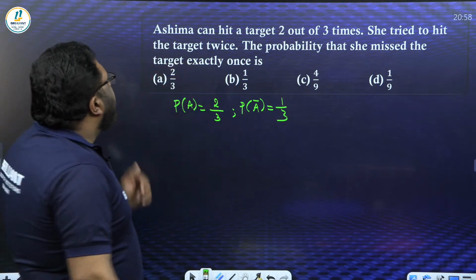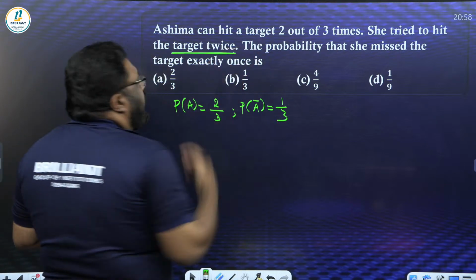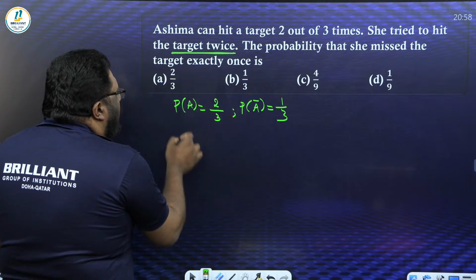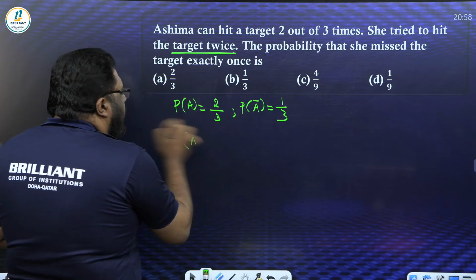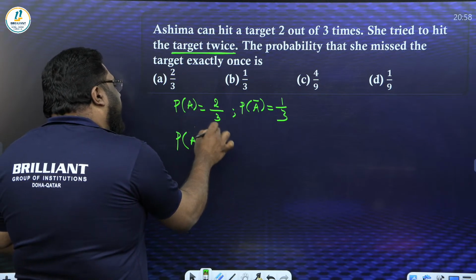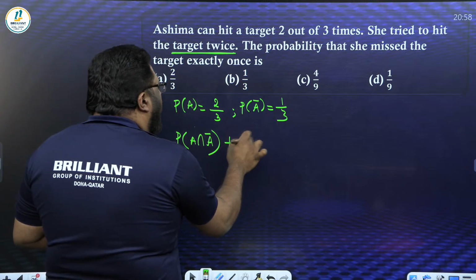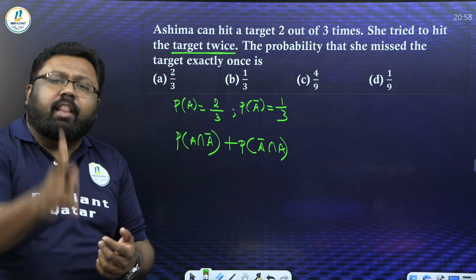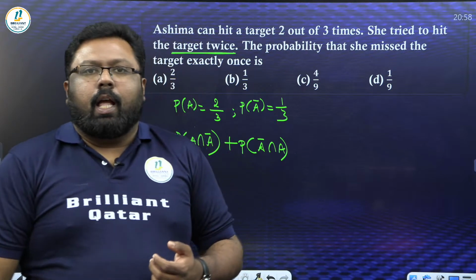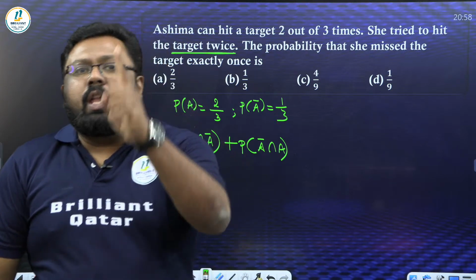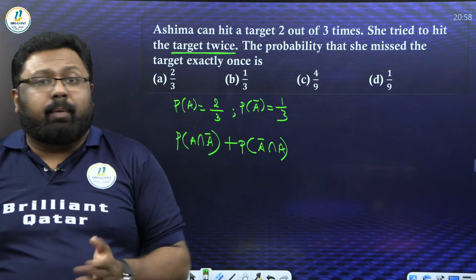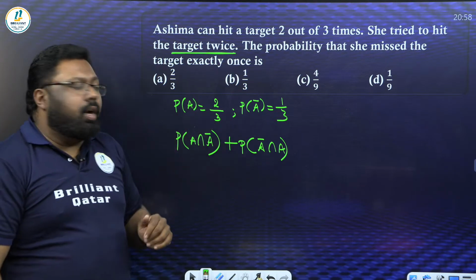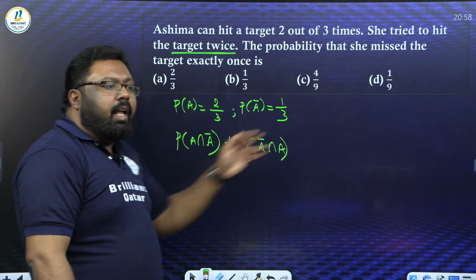Simple. Now she tried to hit the target 2 times. 2 times she made the shot, but she missed the target exactly once. So first she hit the target and second she did not, or first she did not and second she did, because she hit the target 2 times. And in those 2 times, only one hit the target, the other did not, but which we don't know which one. So I said maybe the first she hit and the second she did not hit, or the first she did not hit and the second she hit.